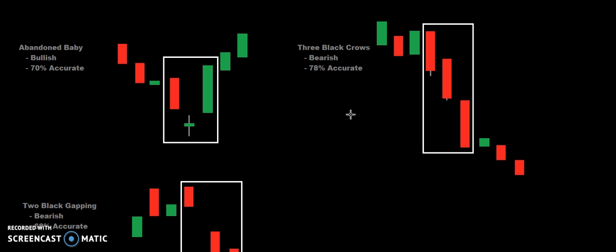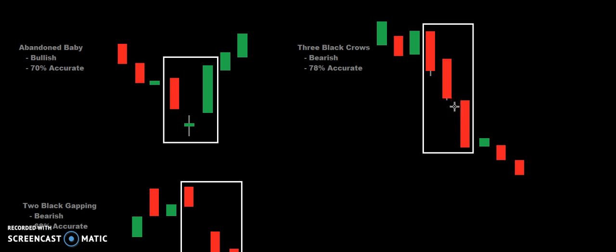The three black crows is a pretty terrifying pattern for anybody who's long any positions. We're looking for 3 red candles that drop substantially with small tails down on the bottom. What this indicates is that people are fleeing the market, and there's very little cushion underneath, very little buying that's buoying it back up. So the stock is dropping, there's nothing underneath it, there's no floor for it to bounce off of because people just aren't buying.